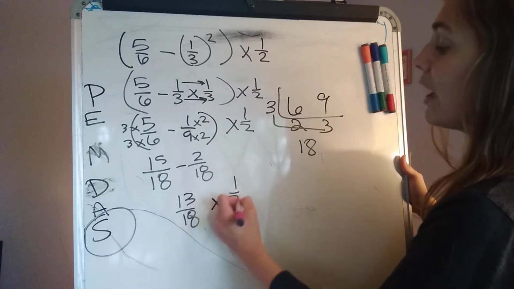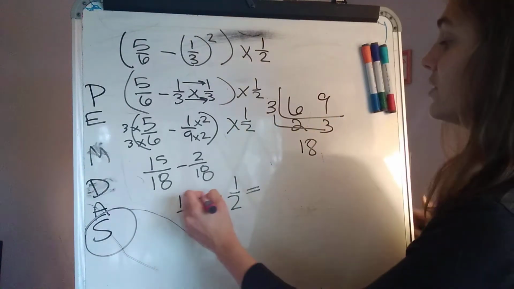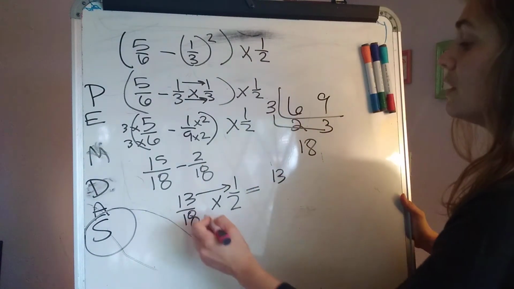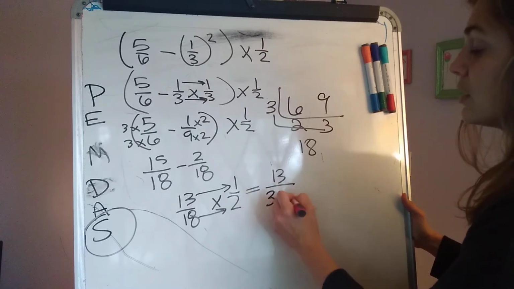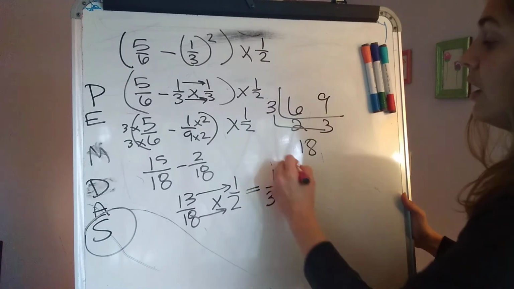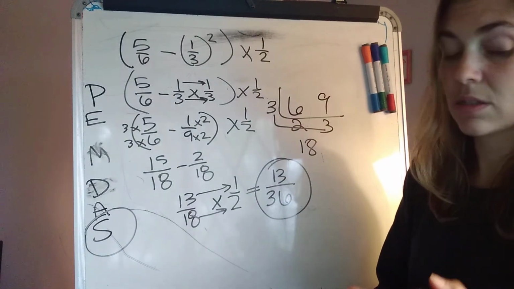We multiply by 1/2. When we multiply, once again, we multiply straight across. So I take 13 times 1. That gives me 13. Take 18 times 2, and that gives me 36. And that, my friends, is my final answer: 13/36.